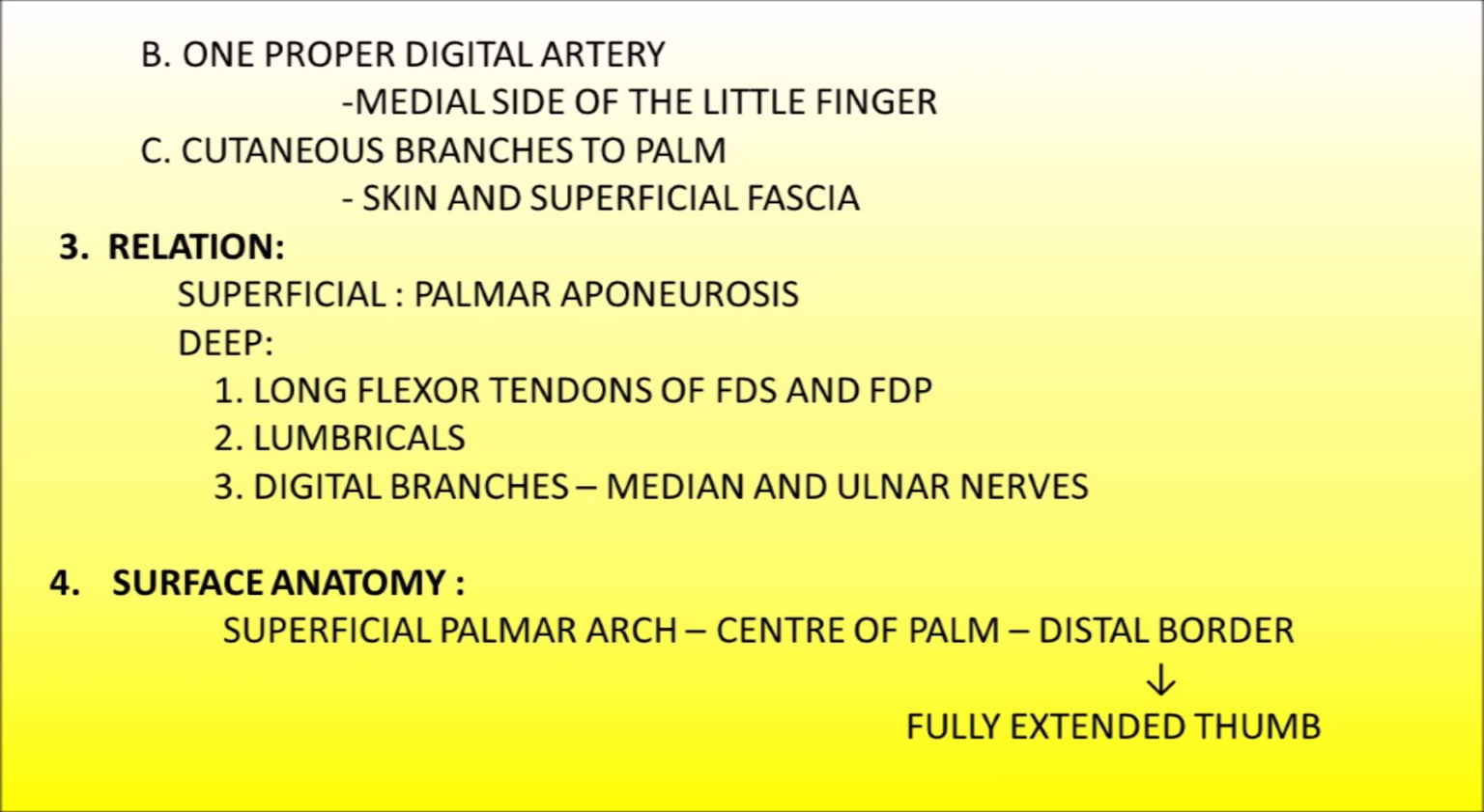Let us move on to its relations. Superficially it is related to the palmar aponeurosis and its deep relations are long flexor tendons of the flexor digitorum superficialis and the flexor pollicis longus. And the next ones are the lumbricals and the digital branches of the median and the ulnar nerves.